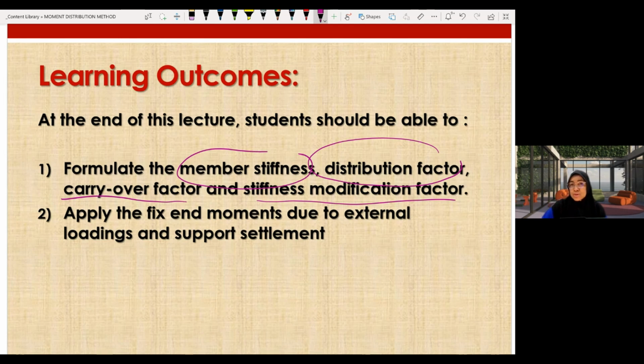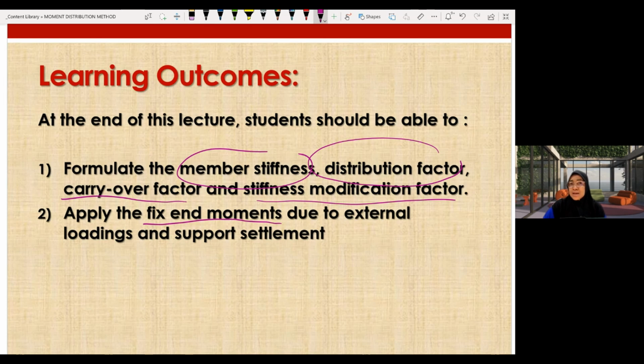Number two, we should be able to know how to apply fixed end moment whenever one member is loaded by an external load on top of it. It may be a point load, it may be a UDL. So we have to distribute it to the nodes, to A and to B. We call this the fixed end moment.